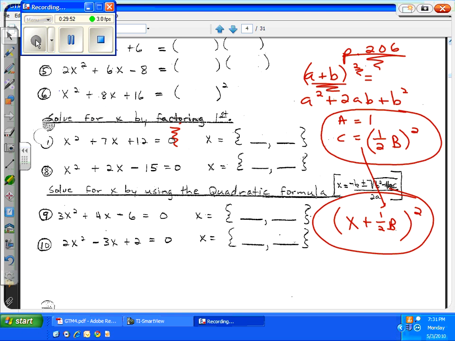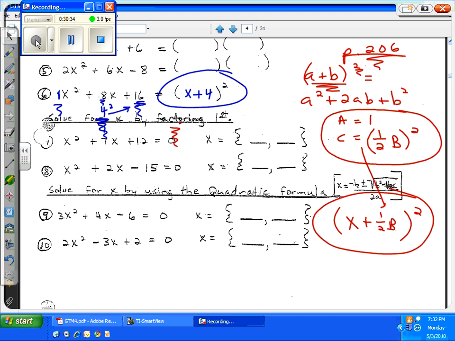Is A 1? Yes. Is C half of B squared? Yes. A is 1. C is half of B squared. Therefore, it's a perfect square trinomial. Therefore, it factors into X plus whatever half of B was, squared. Okay? Just some reminders from Algebra 1 in factoring. All right? Again, that's the lesson on page 206 of the Algebra 1 text.